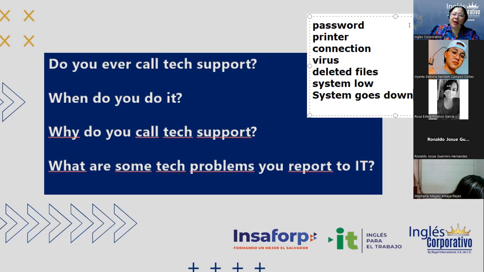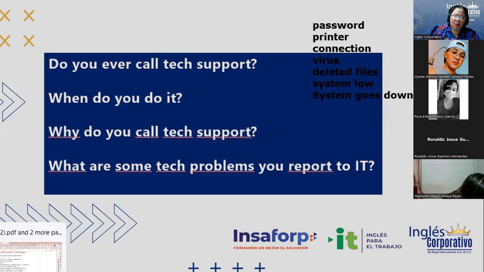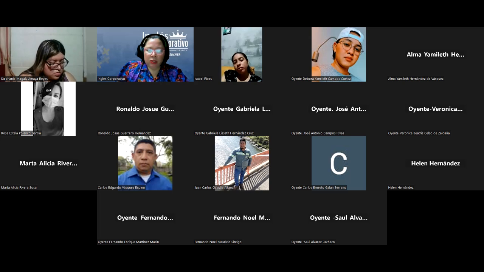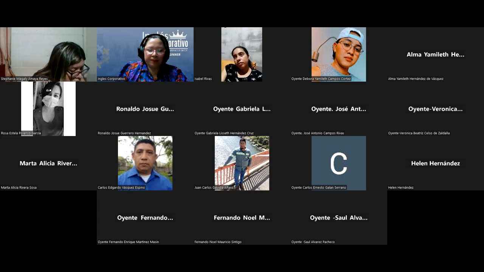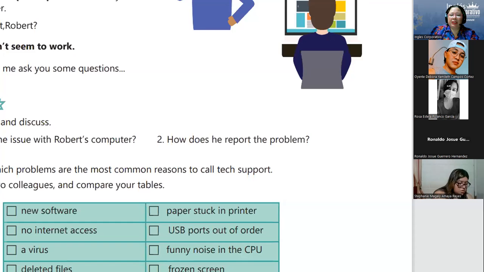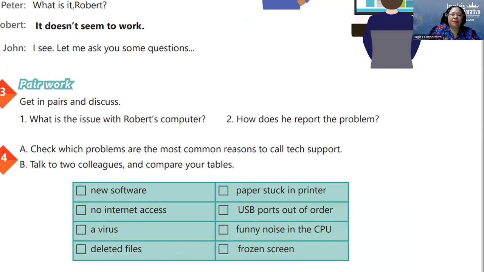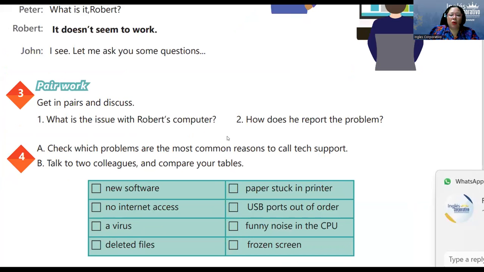All right. Now, let's think about what we have in our manuals, because in our manuals we have some very interesting issues. Okay? We want to see these issues in the manual. So, let's turn to page number 39, okay? Go to page 39. On page 39, we have this table, right? This table over here, right? And it says, what are the problems or the most common reasons to call tech support?